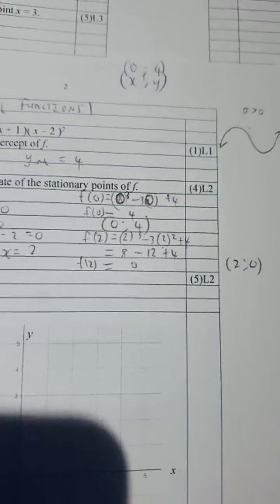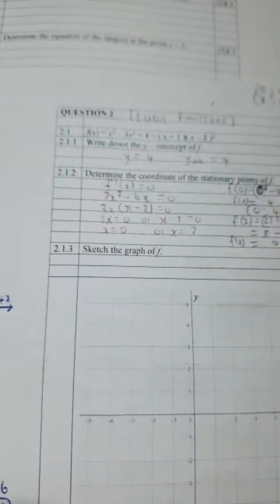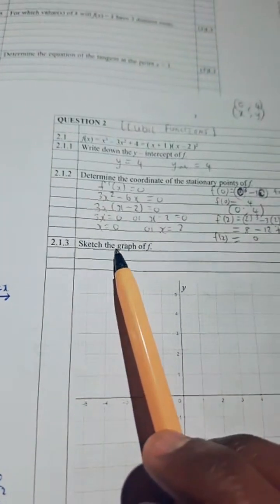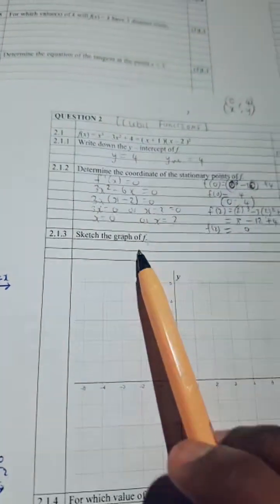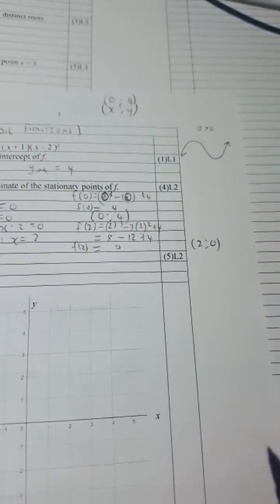This is very interesting, don't you think, guys? That the y-intercept is actually also the turning point, and that one of the x-intercepts is also the what? The turning point. Isn't that very, very interesting? Now in 2.1.3 there's sketch the graph of f. Guys, what do we need in order to sketch the graph of f?